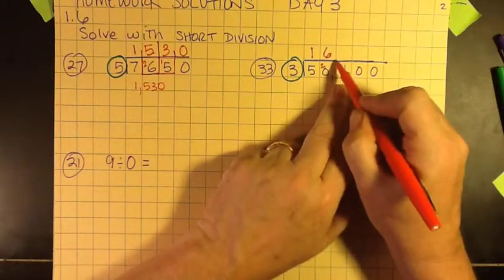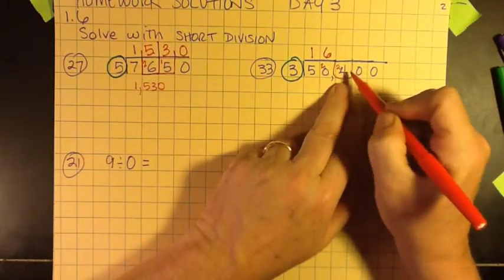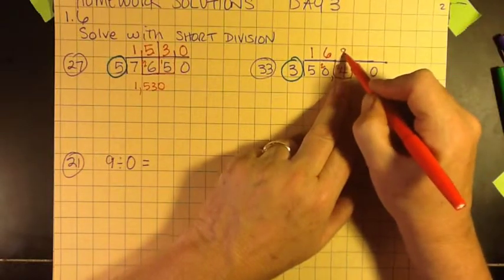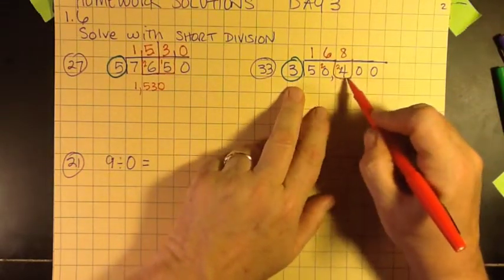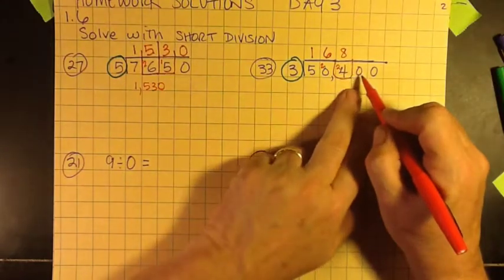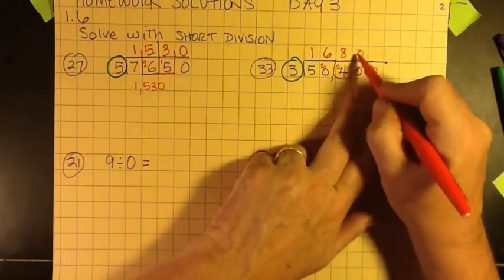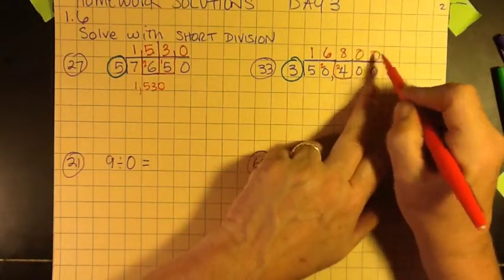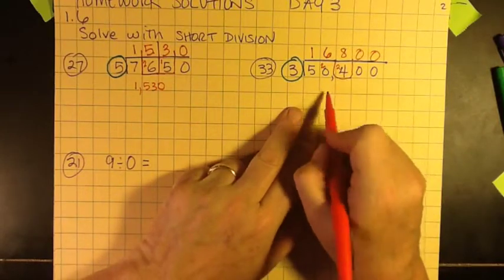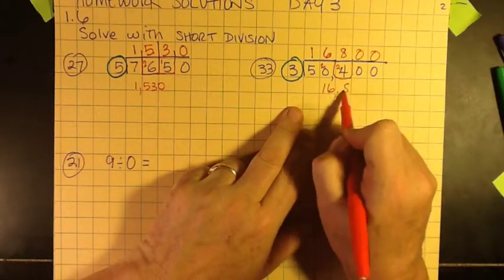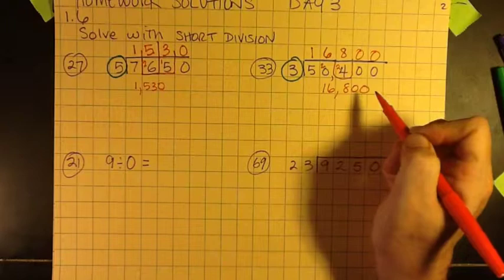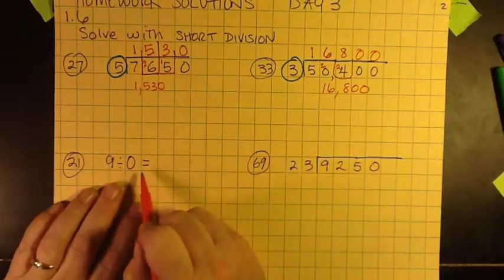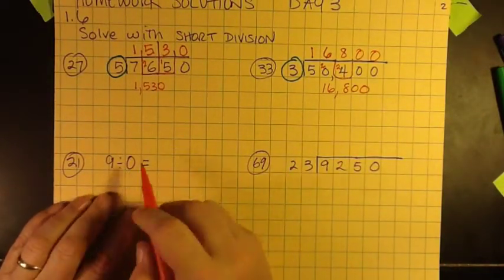3 goes into, and again, remember, I'm just looking at that. 3 goes into 24 8 times. 8 times 3 is 24. 3 goes into 0 0 times. So the answer here is 16,800.